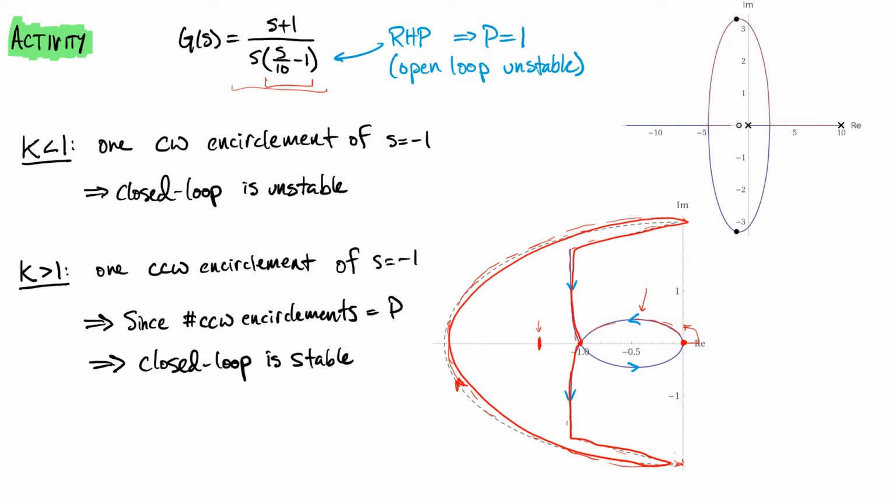So this other part of the loop doesn't really affect the encirclements when we've scaled the Nyquist down and the point is outside in this region. So in that case, we have one clockwise encirclement. And so that means there are -1 counterclockwise encirclements, and that's not equal to 1, which leaves our closed loop system as being unstable.